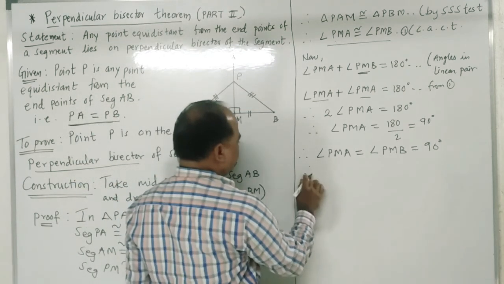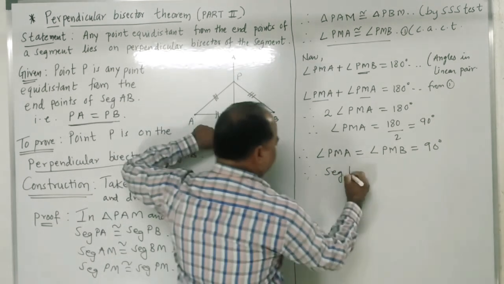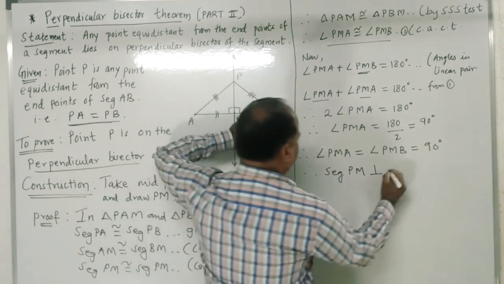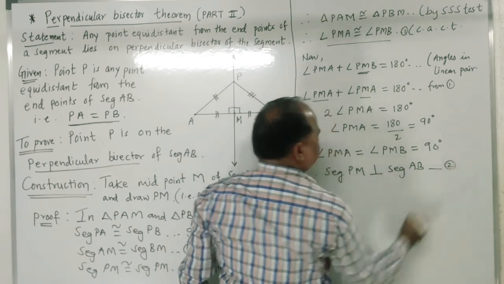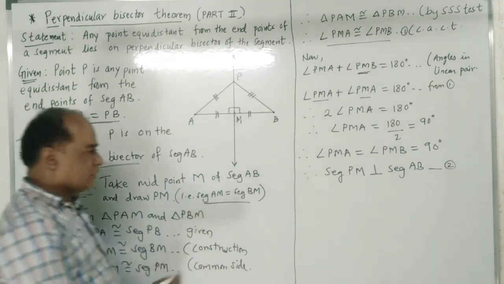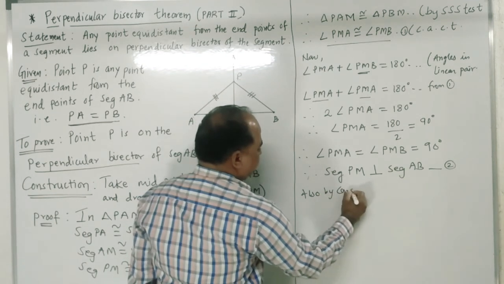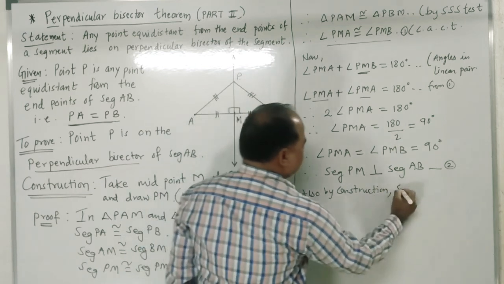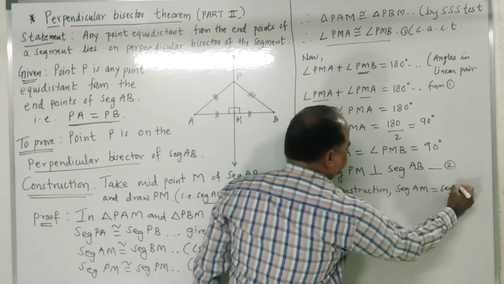Therefore segment PM is perpendicular to segment AB. This is number 2. But from the construction, M is the midpoint. Also by construction, segment AM is equal to segment MB.